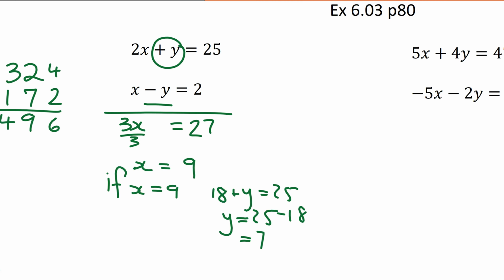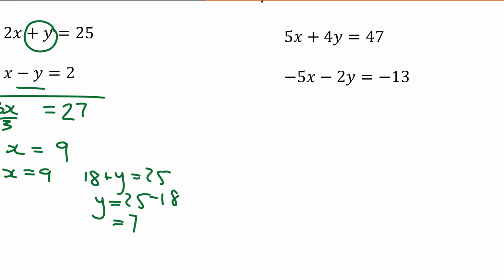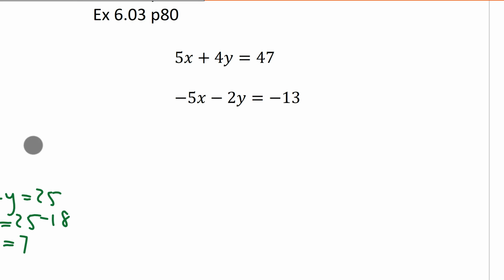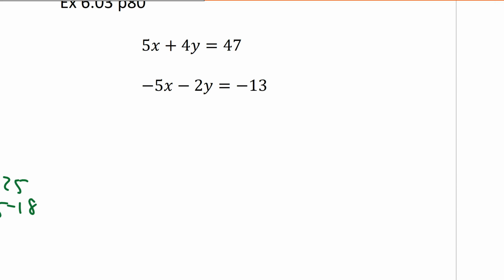Okay, but like that one there is a harder one, I suppose. Can we try that one there, please? So this one's a little bit harder. Why is this one a little bit harder? Because the numbers are higher, right? So 5x plus 4y equals 47. Negative 5x minus 2y is negative 13. Okay, this one I made up, so fingers crossed it comes out alright.